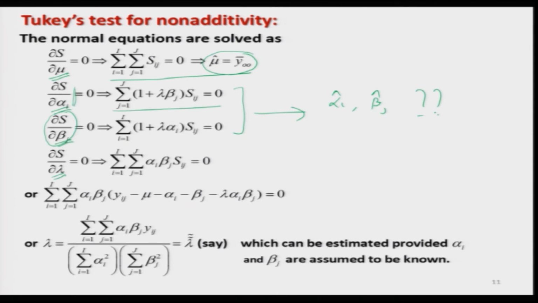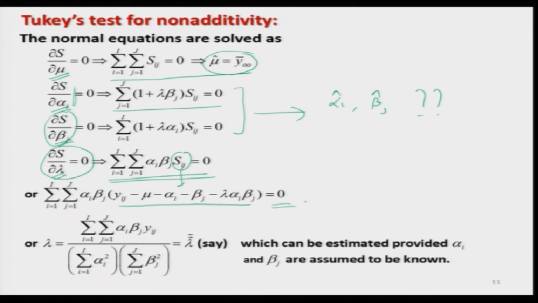Right. Now, when you consider the normal equation, the partial derivative of S with respect to lambda equal to 0, we have this equation: double summation alpha_i beta_j into S_ij is equal to 0. Now, you substitute here the value of S_ij. So, this is y_ij minus mu minus alpha_i minus beta_j minus lambda times alpha_i beta_j, and put it equal to 0 like this.